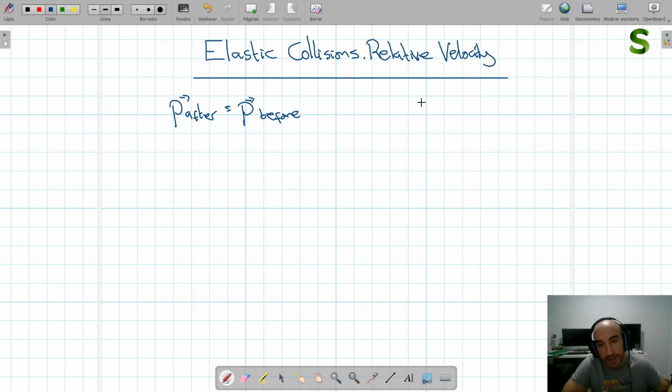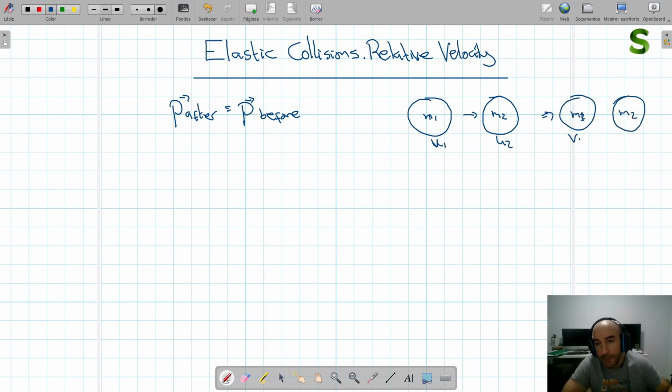We're going to look at, for example, the sort of exercise where there's an object that's going to collide with another object. Let's call this one m1 and m2 with initial velocities u1 and u2, and they will end up moving with a final velocity of v1 and v2. Okay, so let's look at what happens here.